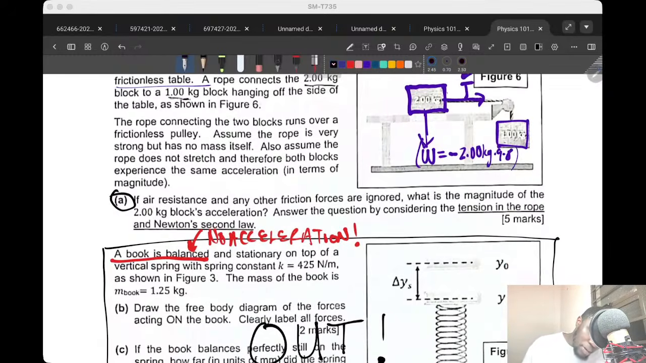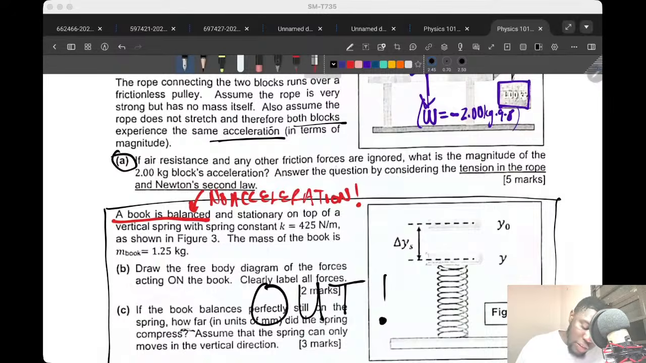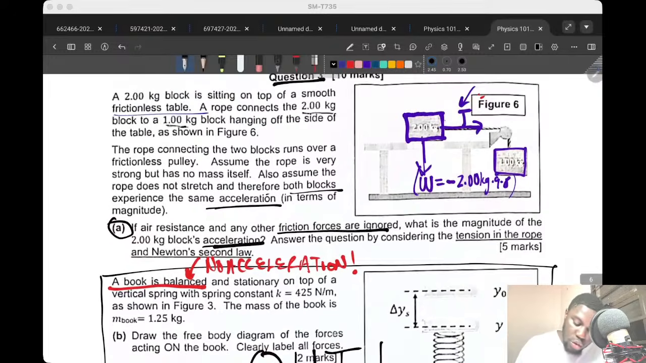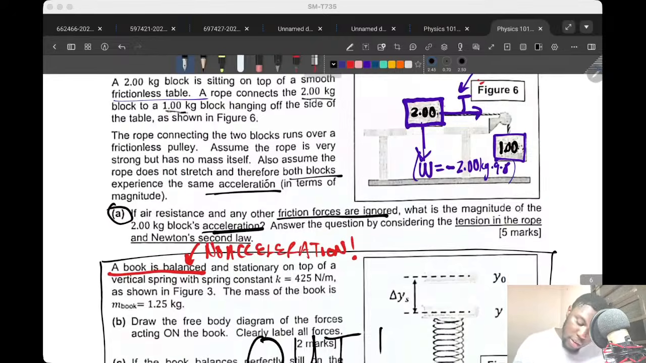Also assume blah blah blah blah, frictionless pulley, blah blah blah. I actually don't read. And therefore both blocks experience the same acceleration. Okay, so both blocks experience the same acceleration. Yes. Now they said if air resistance and any other friction forces are ignored, what is the magnitude of the acceleration of this 2 kg block? Which one is this? Looks like it's 1.00 kgs. Then this one is 2.00 kgs. So here they're saying they want the acceleration. So they want acceleration of body number 2.